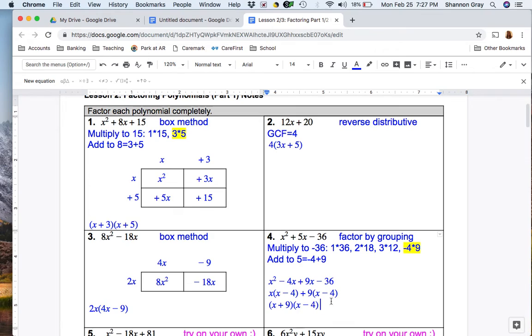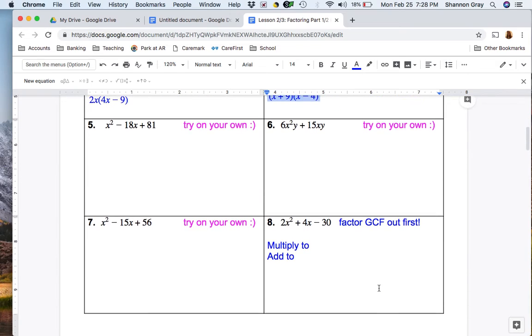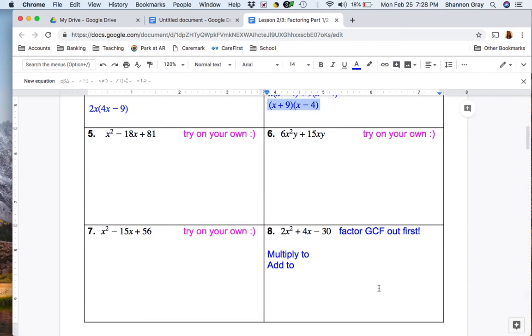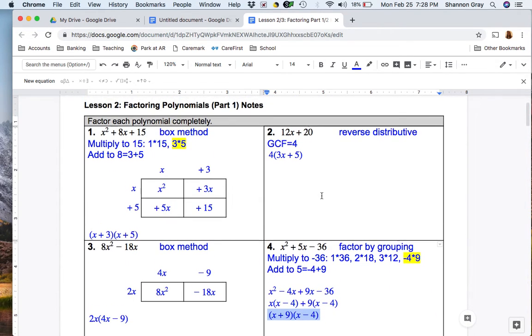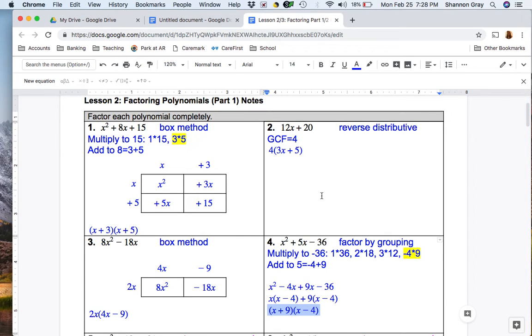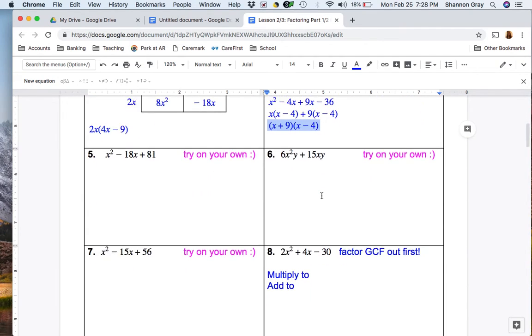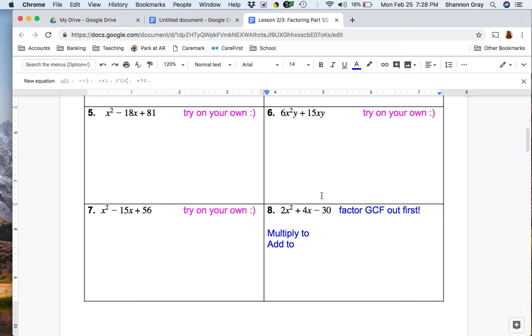So this is just an alternate method to the box method. You're welcome to find whichever one works best for you. All right, so you've got 5, 6, and 7 that I want you to do on your own. I want you to try a mix of the box method and the factoring by grouping. So go ahead, pause the video, give that a try, and come back when you're done.